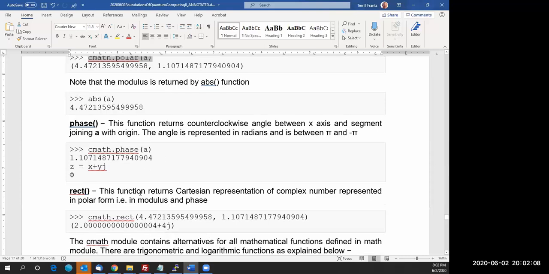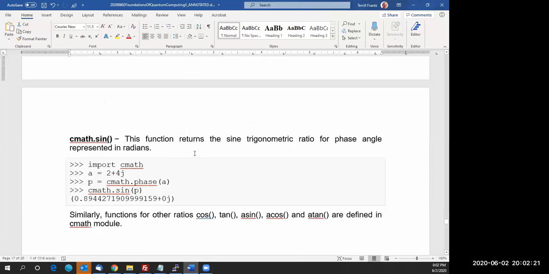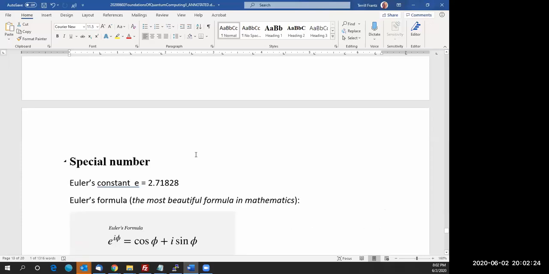You could also get the rectangular coordinates as well, that transform it into a complex number. And it has the sine and cosines, etc. So I'm going to end here.